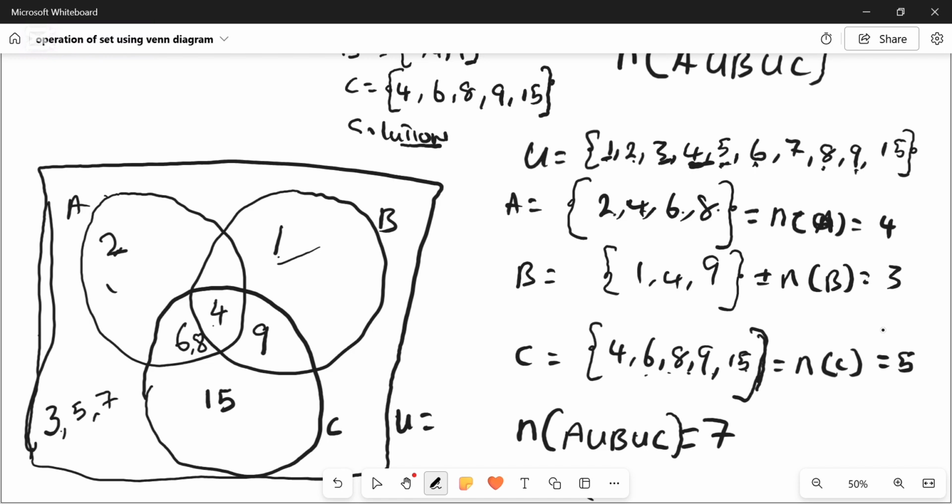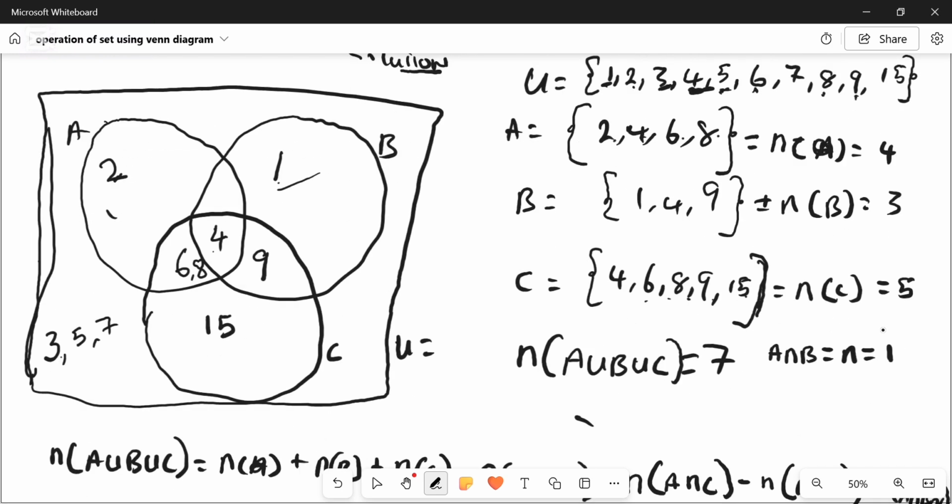So we're going to look for A intersecting B, number of elements there. So A intersect B, which means you are looking for the elements that are both in A and B. So the number of elements here will be, look at your A and look at your B. You have 4. Yes, you have only 4. So the number of elements here is 1.